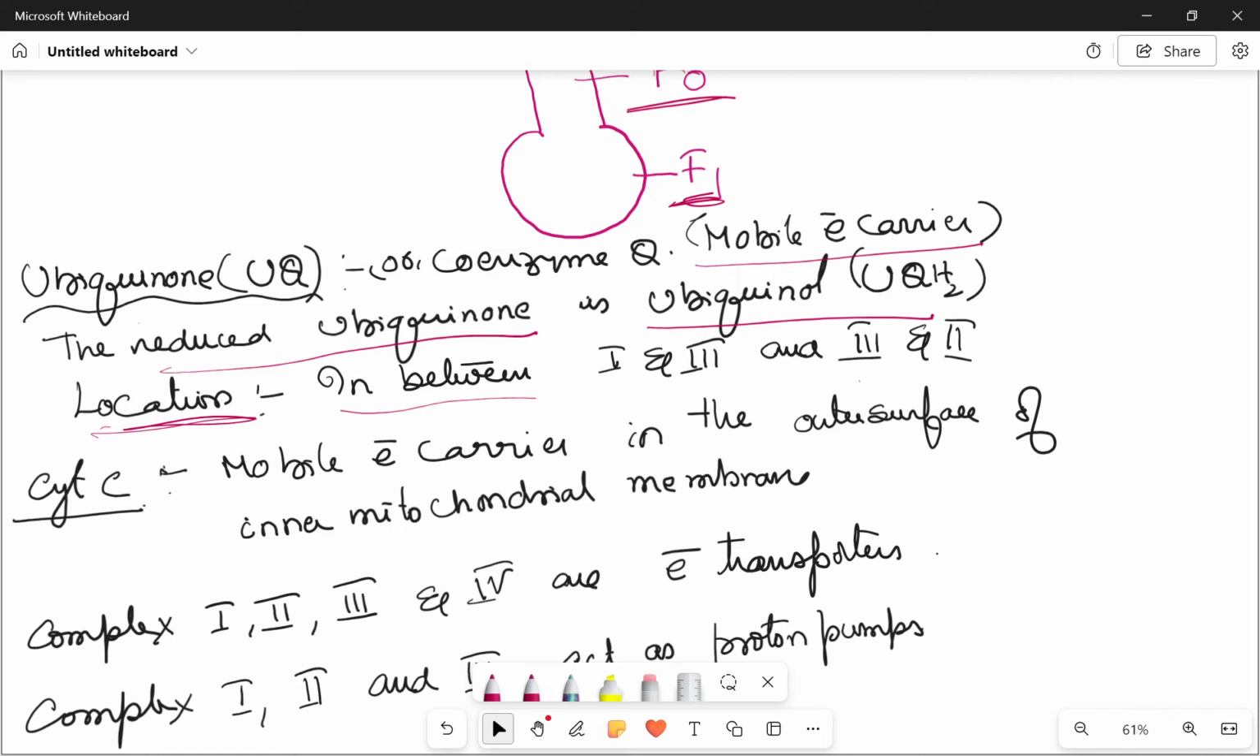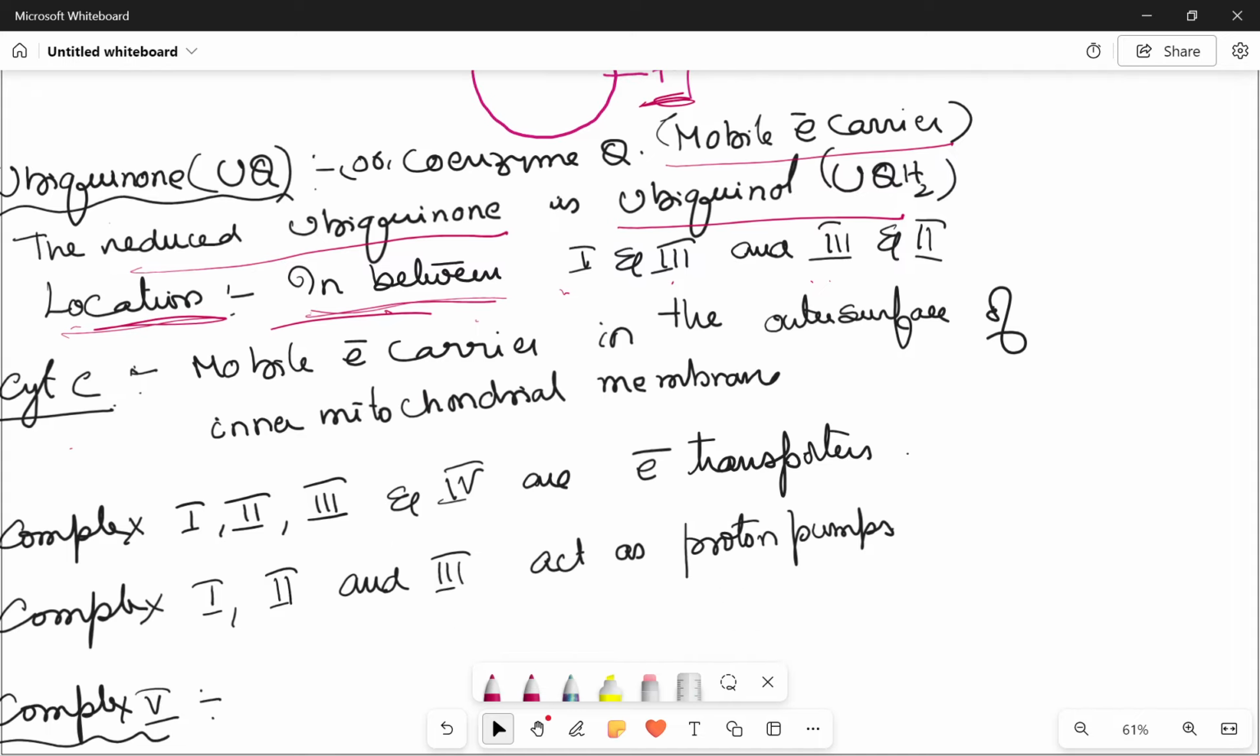I'll show that. So where is this ubiquinone? In between the 1st complex and 3rd complex, and the 3rd complex and 2nd complex. The arrangement of all these complexes: 1st complex, 3rd complex, 2nd complex, 4th complex, 5th complex. Like that they are arranged. And cytochrome C is a mobile electron carrier on the outer surface of the inner mitochondrial membrane. If this is the inner mitochondrial membrane, here this cytochrome C is present.